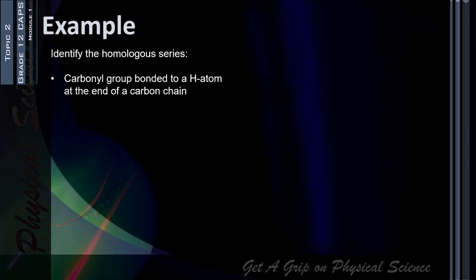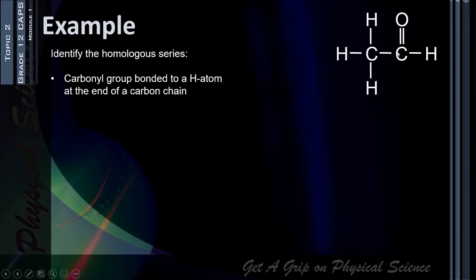A carbonyl group bonded to a hydrogen atom at the end of a carbon chain. Alright, a carbonyl group is where you have a carbon bonded to an oxygen with a double bond, and when this carbonyl group is on the last carbon or the first carbon of a carbon chain, that carbon will also be bonded to a hydrogen, and then we call this a formyl group, and the formyl group is the functional group for the aldehydes.